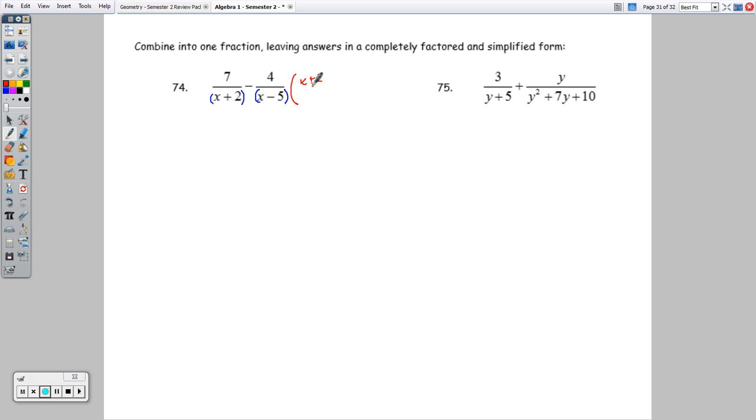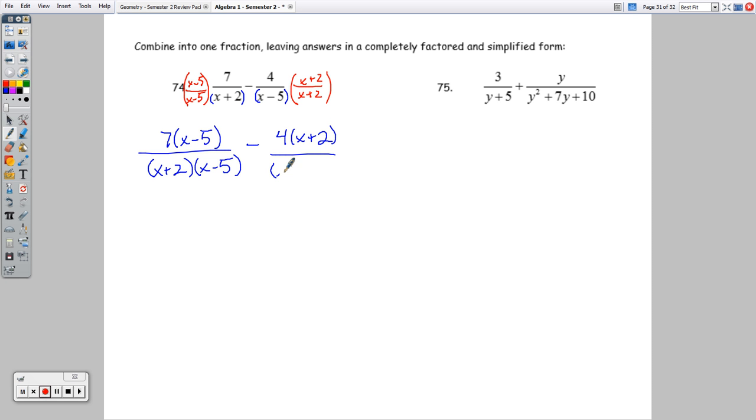subtracting. So a common denominator would include both of these factors. x plus 2, I would have to multiply this one by x plus 2 on the top and bottom, and have to multiply this one by x minus 5 on the top and the bottom. If I do that, I'm left with 7 times x minus 5 over x plus 2 times x minus 5 minus 4 times x plus 2 over x plus 2 times x minus 5.